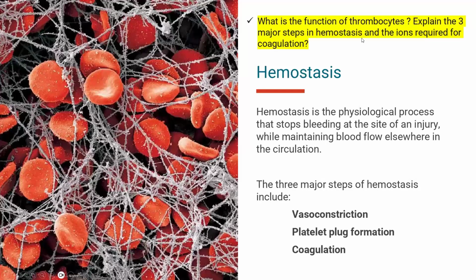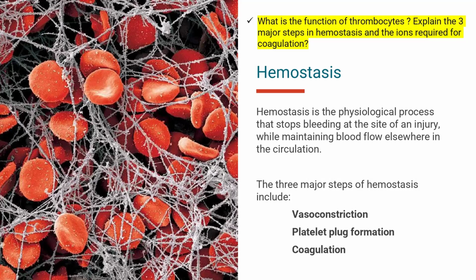So what is the function of thrombocytes? What is hemostasis? Everything in our body, we need it to be in balance. So we don't need the number of cells to be much increased or markedly decreased. It should be in balance. Hemostasis is a physiological process that stops bleeding at the site of an injury while maintaining blood flow elsewhere in the circulation. So we have balance. We don't need bleeding and we don't need thrombosis at the same time.